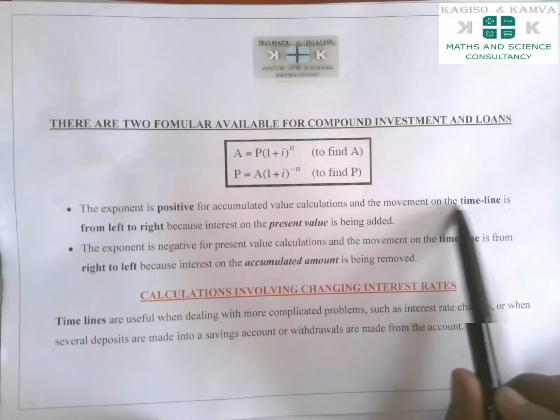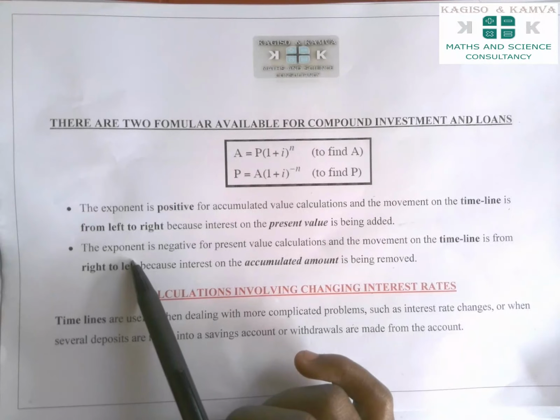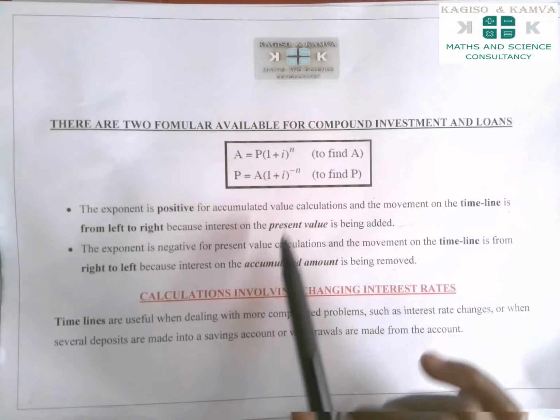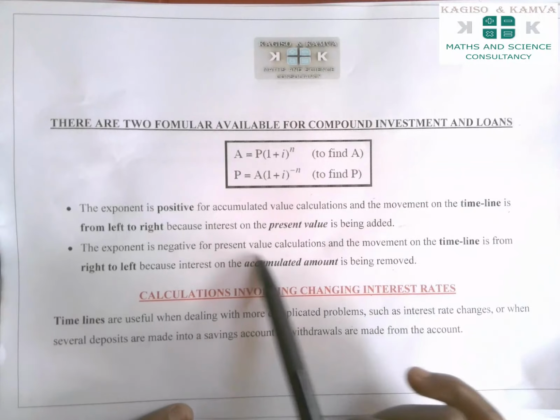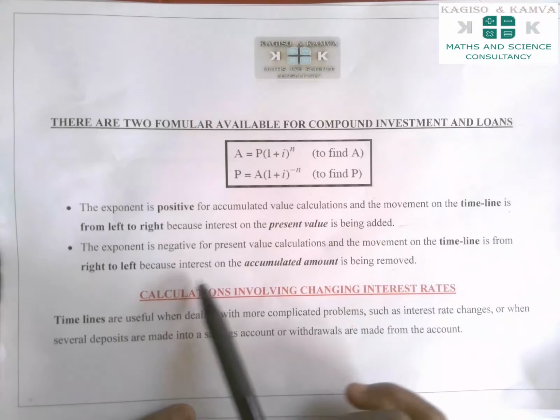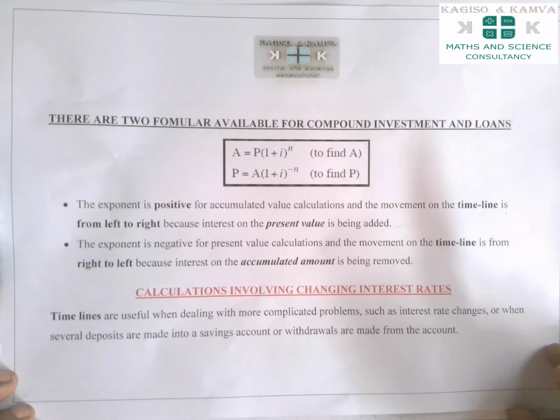So we are going to discuss this also. The exponent is negative for present value calculations, and the movement on the timeline is from right to left because interest on the accumulated amount is being removed.